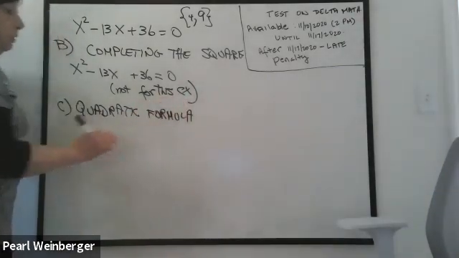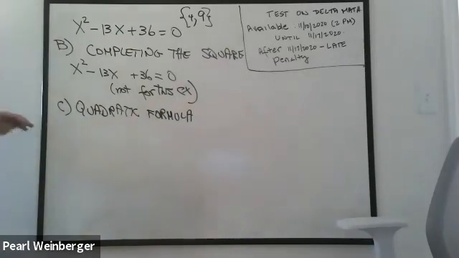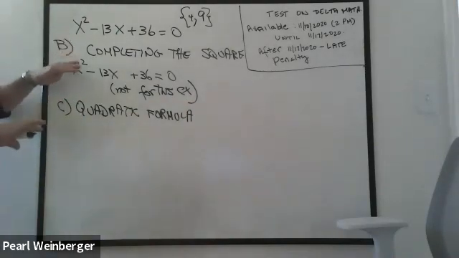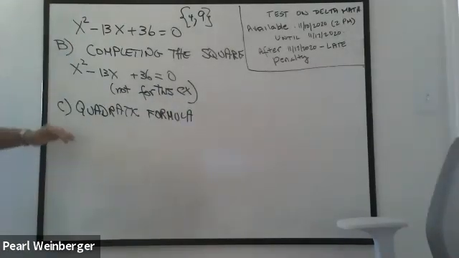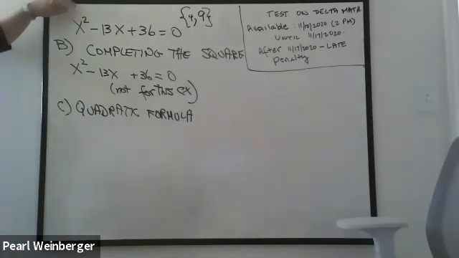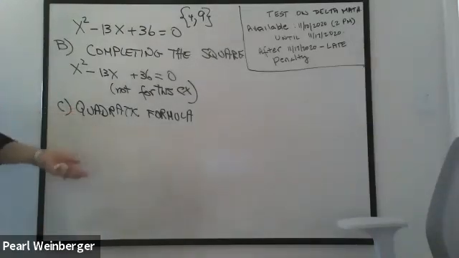Of all the 3 methods, the quadratic formula is the most versatile, because there isn't a quadratic equation that can't be solved using the formula. If it factors, if it doesn't factor, if you can use completing the square, if you can't use completing the square. Every single quadratic equation, every single equation that has an x squared, or whatever your variable is, in it, can be solved using the quadratic formula.